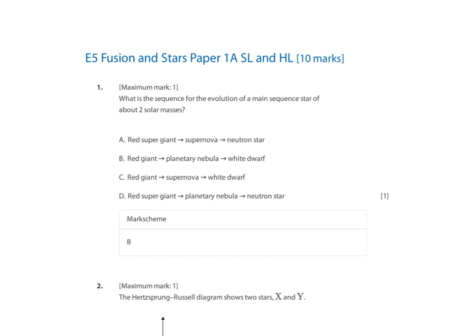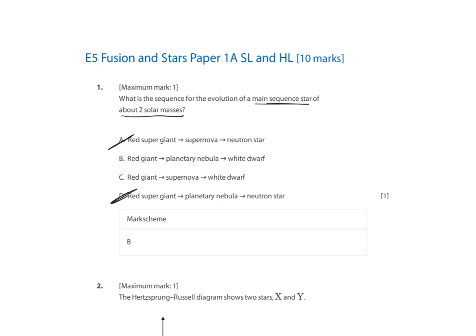So our first question talks about a main sequence star of about 2 solar masses and asks what's going to be its evolution. That is very close to our own sun, so we're not talking about a red supergiant here. Our sun will eventually become a red giant, but it's not going supergiant, so it's not getting that big. We have 2 choices that are red giant. Well, what happens after a red giant?